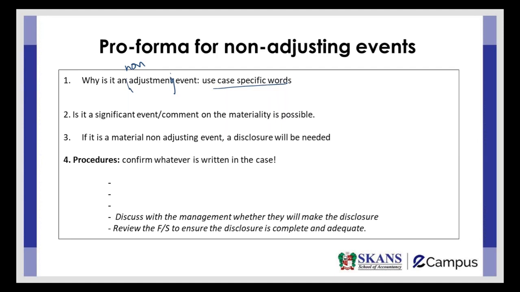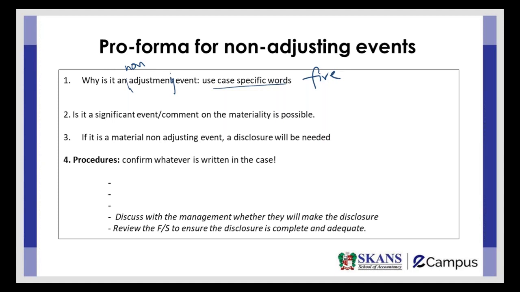So my answer would be: as it occurred after, so reword it in a way that the condition, which is the fire, took place after the year end, and therefore this is a non-adjusting event. So be very specific that this is a non-adjusting event because the fire took place after the year end. Yes, there was no indication of fire at the year end.